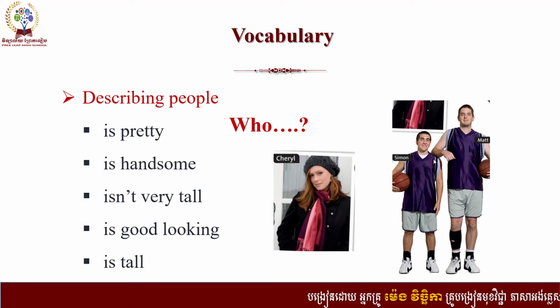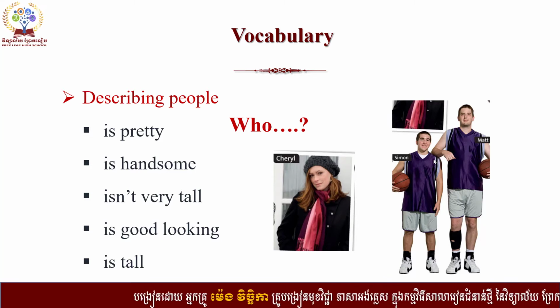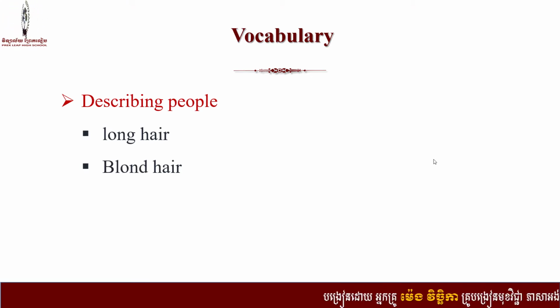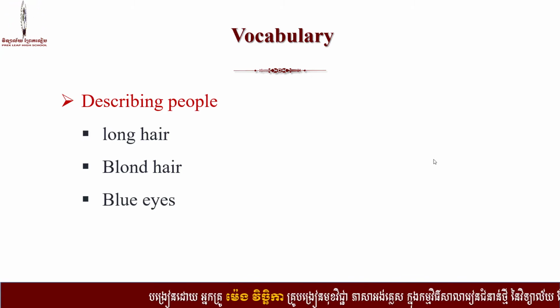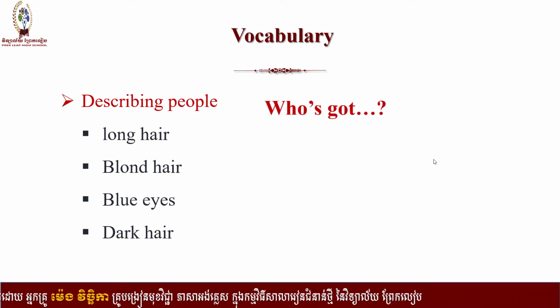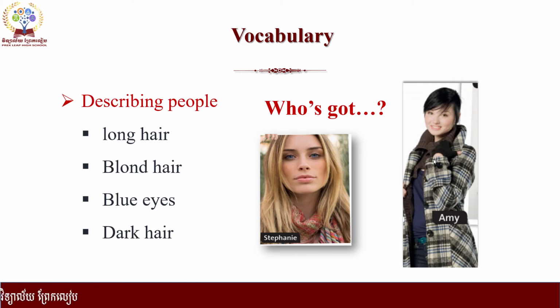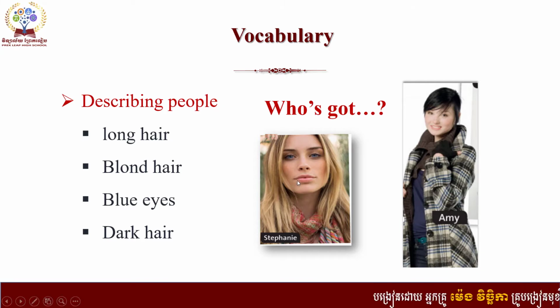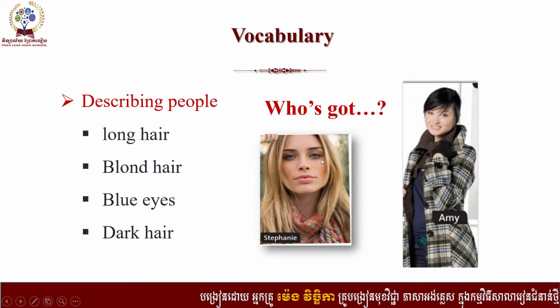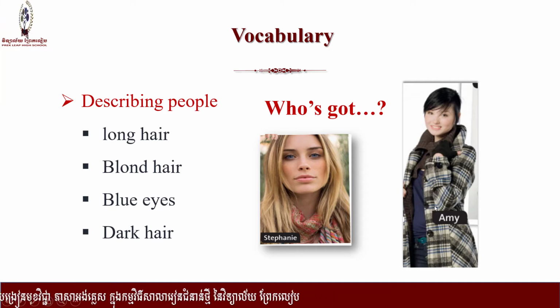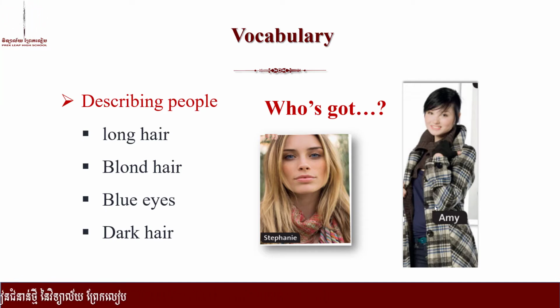Here are some more phrases that you might need to describe people, and there are many more. We have long hair, blonde hair. You know long hair, you know blonde hair, right? Blue eyes, dark hair. Who's got blonde hair, between Stephanie and Amy? The answer is Stephanie, she's got blonde hair. The next question: who's got dark hair? You can say Amy has dark hair. These are some phrases that you might need to describe people.